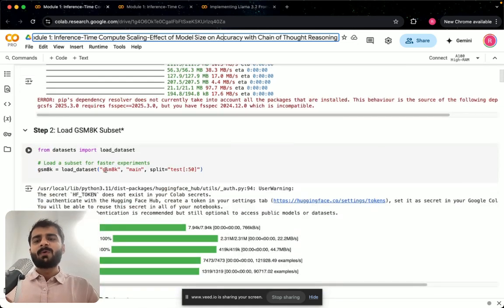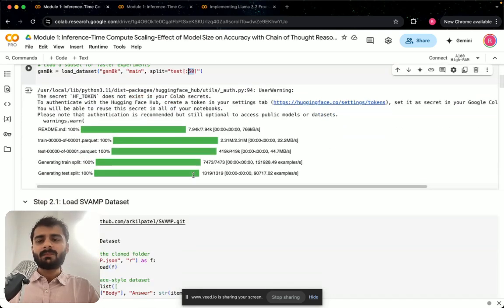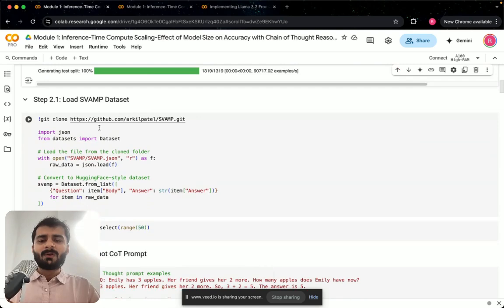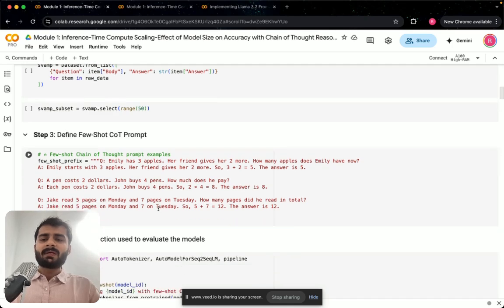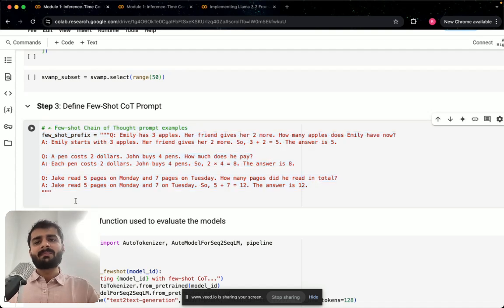In the second step, we are going to load the GSM 8K dataset over here, and we have extracted 50 examples from it, as you can see. You can ignore this swarm dataset for now. This is an exploration phase where I was exploring multiple datasets, including the GSM 8K as well as the swarm dataset. Now, this is where we define the chain of thought prompts, which are the input output examples which we are going to provide to the model. There are three examples which I have considered here.